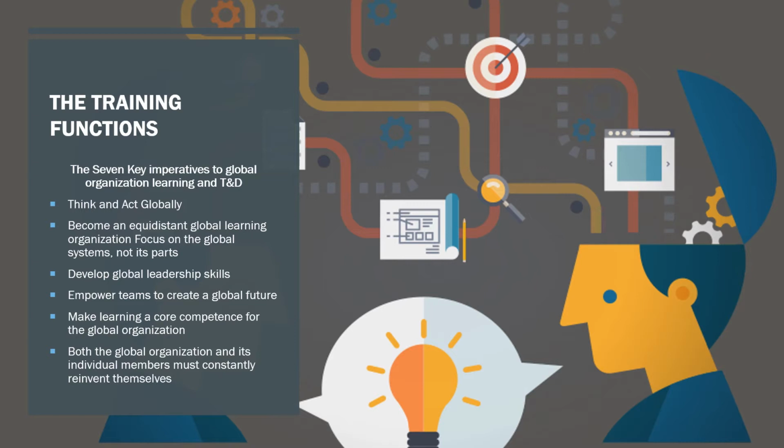Key function number 5 is to empower teams to create a global future. International teams must be used for organizational projects and for problem solving because they provide a unique perspective.